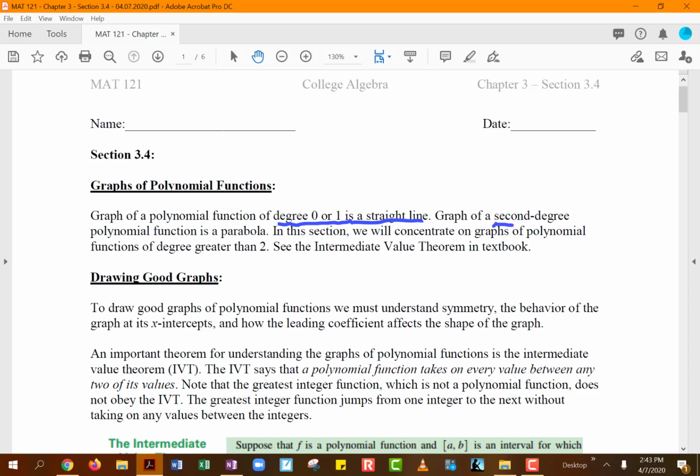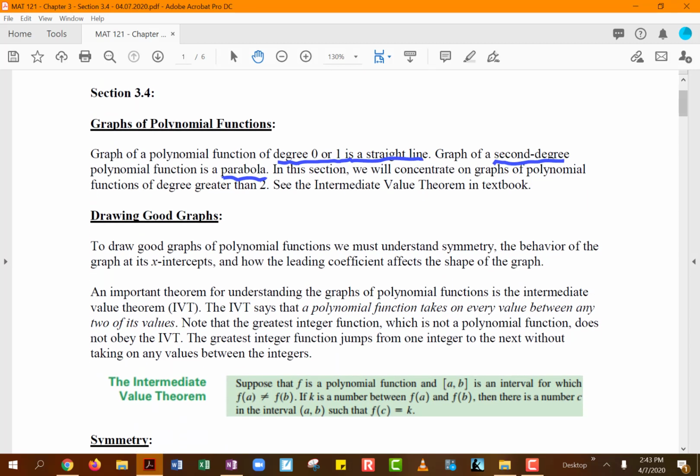When it's a second degree polynomial, which is what we call quadratic equations, of course we know those functions are going to be parabolas. So in this section, we're actually going to be looking at graphs for polynomial functions where your degree is greater than 2.